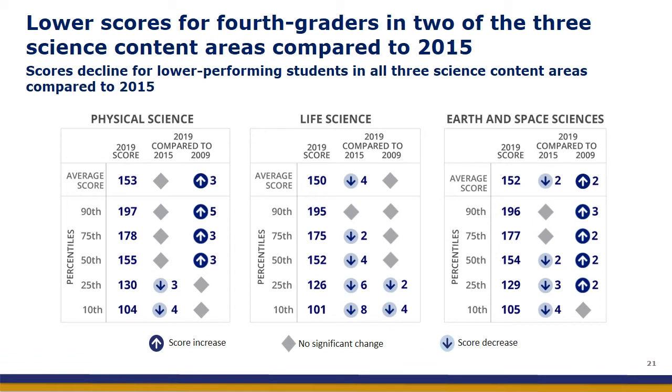However, compared to 2009, overall scores for physical science and earth and space sciences have improved along with the performance of higher and middle performers. In earth and space sciences, those at the 25th percentile improved. There was no change overall in life science, and scores for the lowest performers declined.